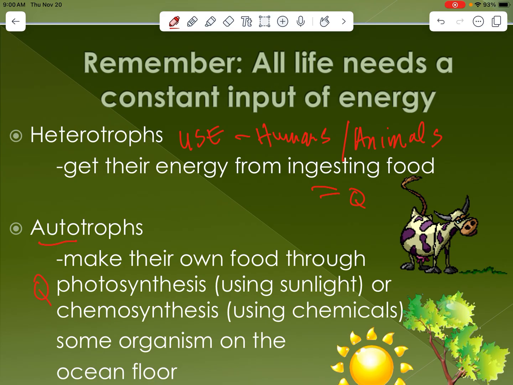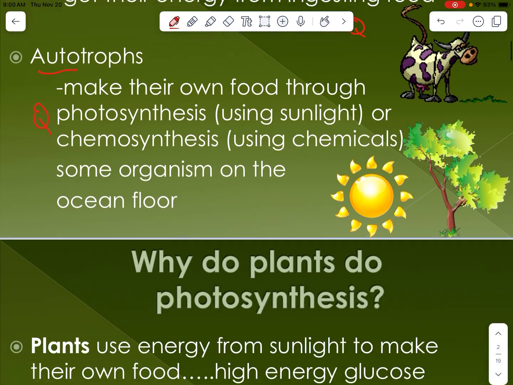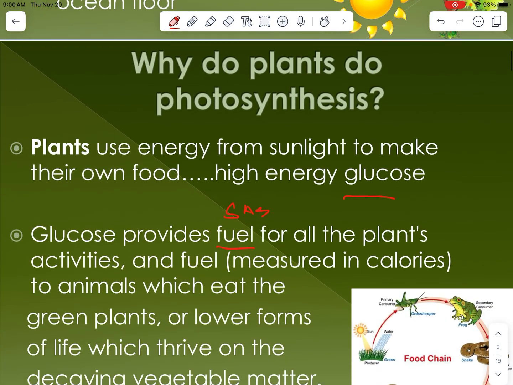And then chemosynthesis is not going to be on the quiz, okay? That's something we see in the oceans, where organisms can sometimes use sulfur or some other type of chemical in the ocean to transfer into an energy source. We'll talk about that when we do our otter unit coming up around the holidays.